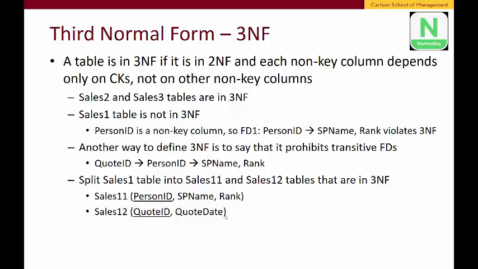We have a single dependency from quote ID through person ID to salesperson name and rank. So what we need to do is split the Sales 1 table into Sales 1 with person ID as a primary key and salesperson name and rank as the two determinants. Okay, and then a Sales 1-2 table right below it that has only quote ID as primary key and the only candidate key that determines a single quote date. Okay, so that is then in the third normal form.